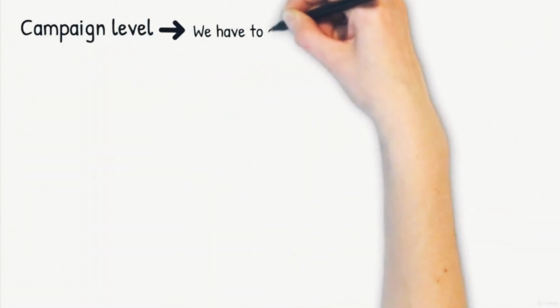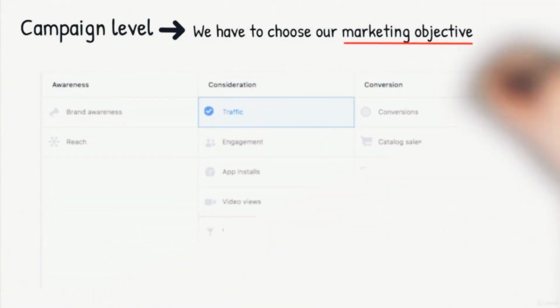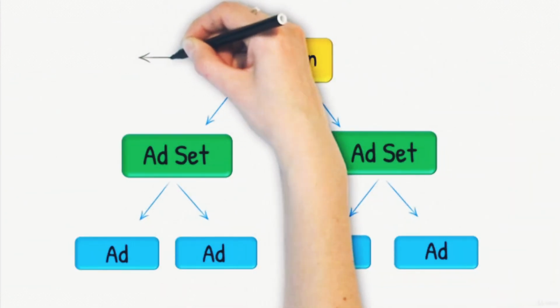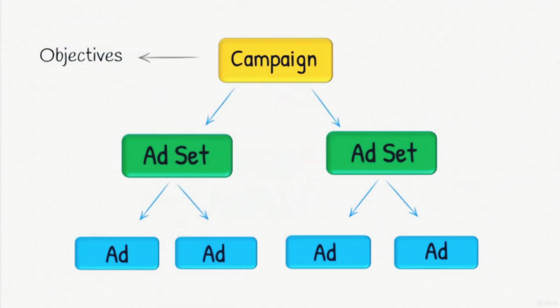At the campaign level, we have to choose our marketing objective. We have to explain to Facebook what exactly we want. Do we want to reach more people? Do we need to do some brand awareness? Do we want to get more traffic to our website? Or do we want to generate leads or maybe have some conversions? Throughout this masterclass, we will dig deeper into each one of these objectives and explain which one you should choose to get maximum results for your business. But for now, we are only going to introduce you to the different campaign levels.